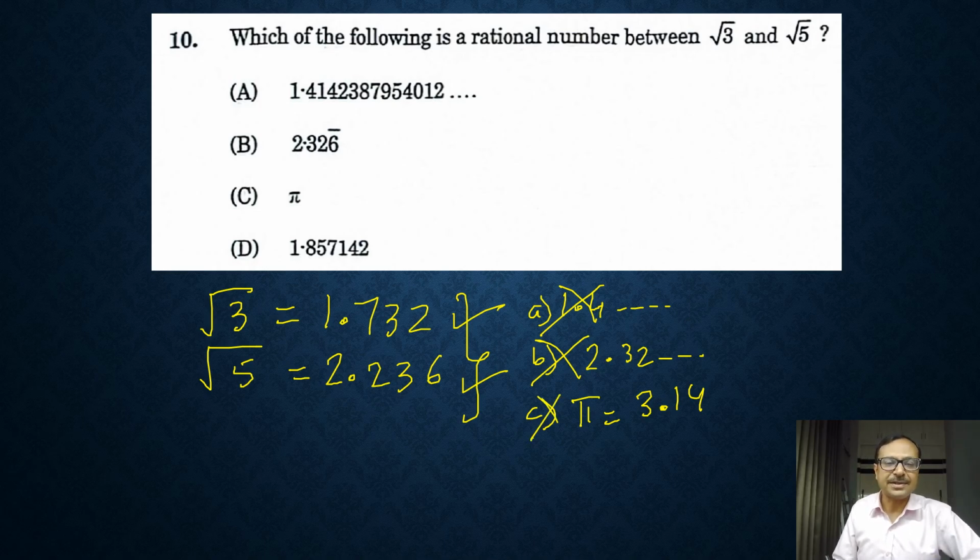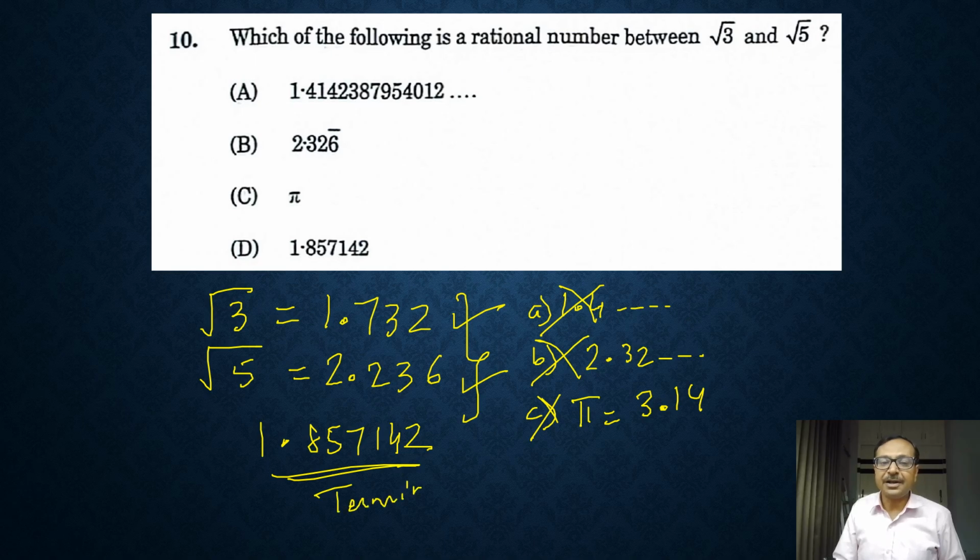And so your answer is 1.857142. Why is it a rational number? Because it is a terminating decimal. And whenever there is a terminating decimal, it can be represented in the form of p upon q. So the answer for the question is D.